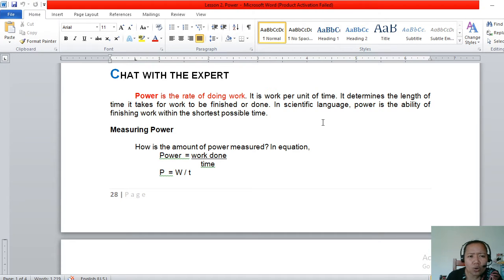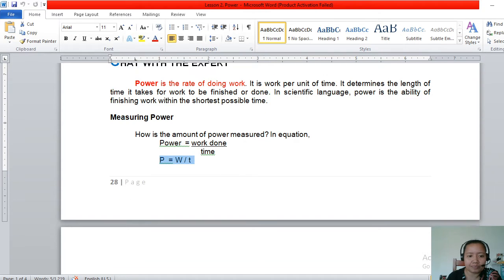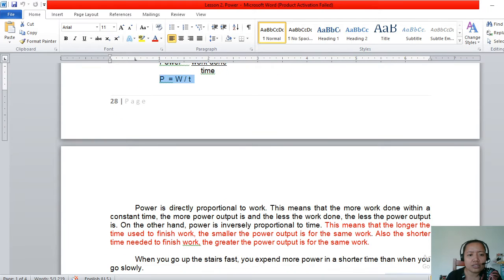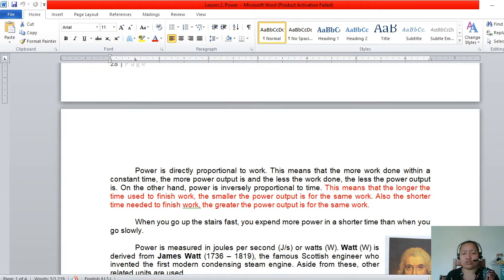So when we are going to measure power, here is the formula. Power is equivalent to work done over time, or in abbreviation, P is equal to W over T. All right, so power is directly proportional to work.